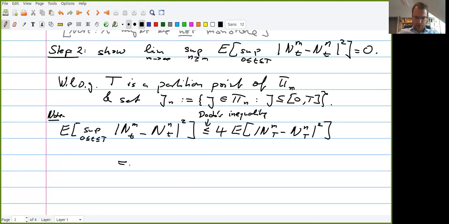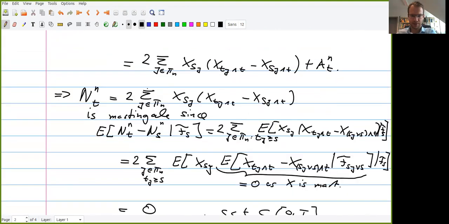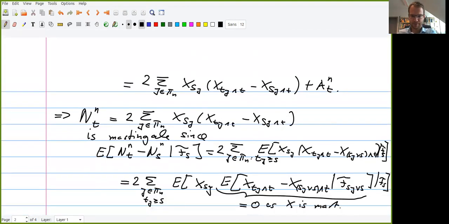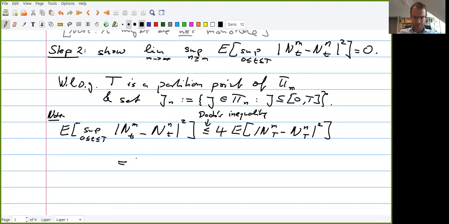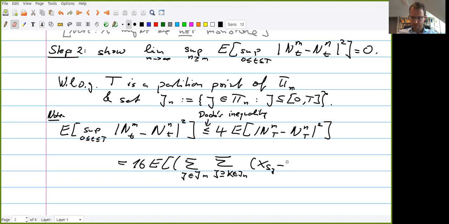Okay. All right. So let's plug in the definition. We know what the difference of two An's is, right? This is the definition of An. So we get here another factor 4, so this is 16. And then we have the difference. So let's plug this in: x_j,k multiplied with the increments in x_k, right?